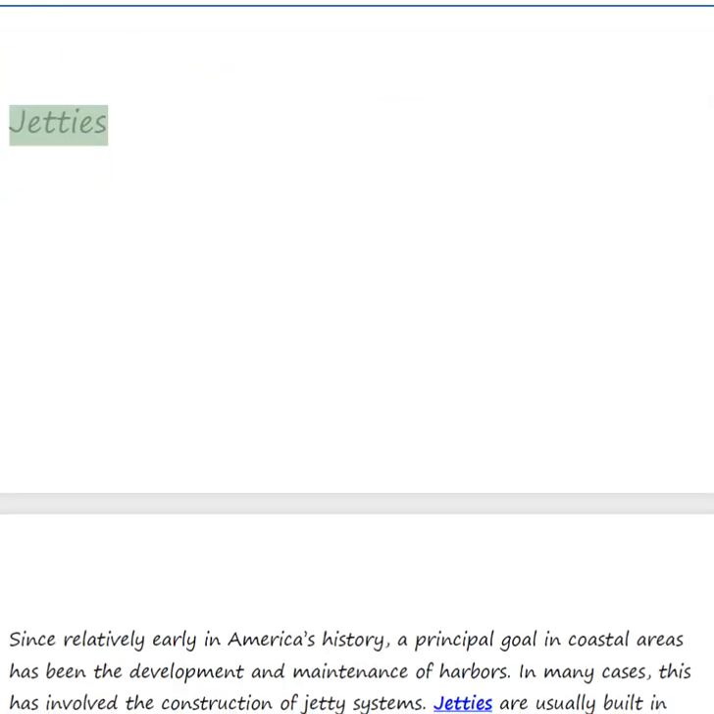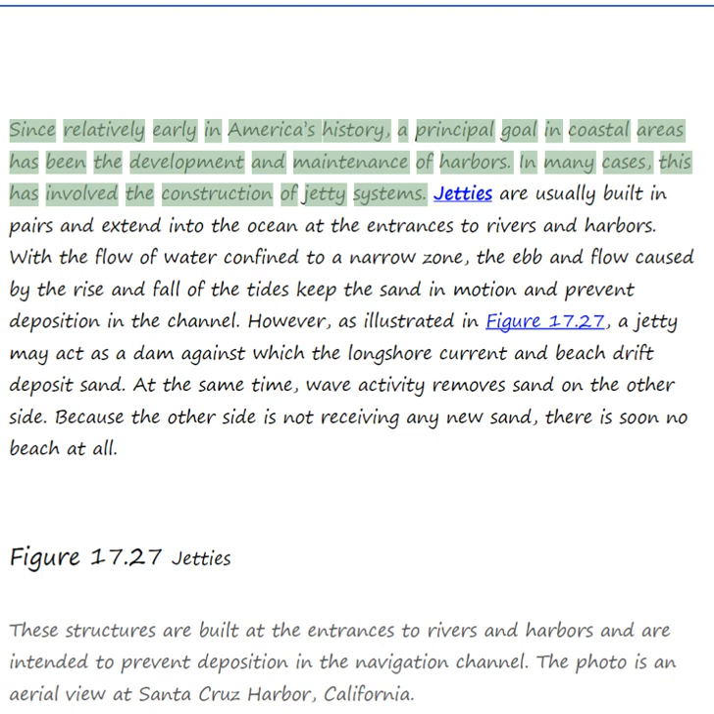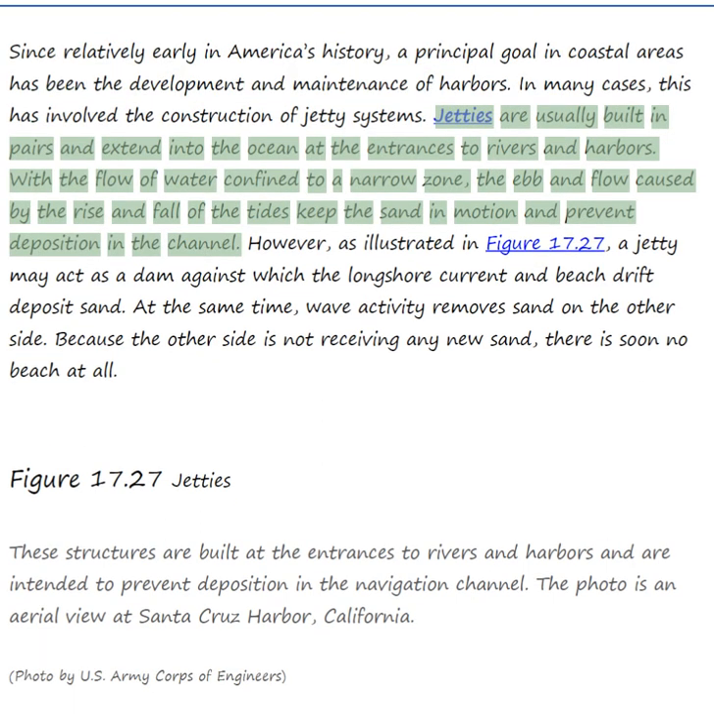Jetties. Since relatively early in America's history, a principal goal in coastal areas has been the development and maintenance of harbors. In many cases, this has involved the construction of jetty systems. Jetties are usually built in pairs and extend into the ocean at the entrances to rivers and harbors. With the flow of water confined to a narrow zone, the ebb and flow caused by the rise and fall of the tides keep the sand in motion and prevent deposition in the channel.